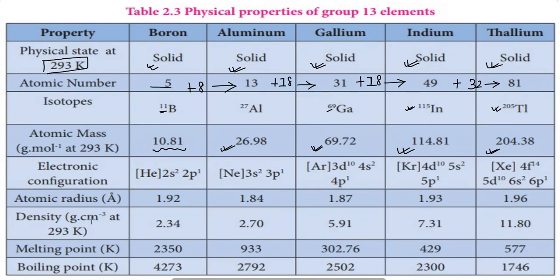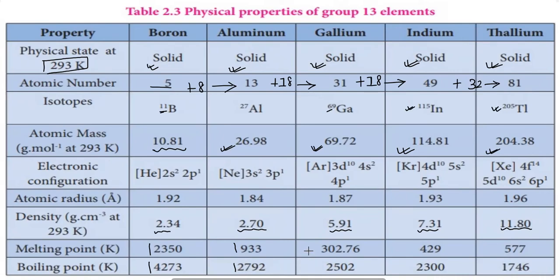Okay. Next, density. Density for boron is 2.34, aluminium 2.70, gallium 5.91, indium 7.31, and thallium 11.80. Melting and boiling points for boron are 2350 Kelvin and 4273 Kelvin. As it is a solid, it has a very high melting point. But aluminium has a lower melting point, that is 933 Kelvin, and a lower boiling point than that of boron, that is 2792 Kelvin.